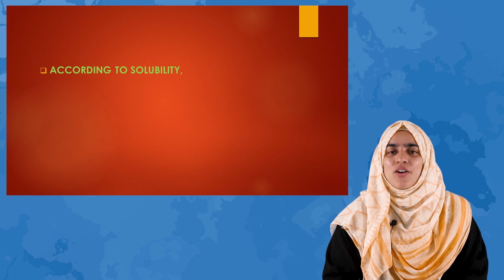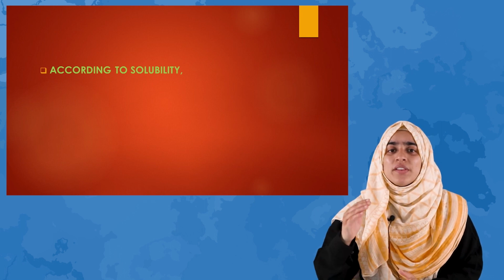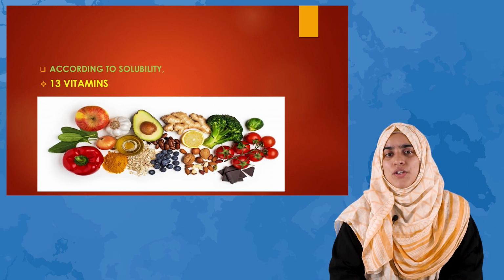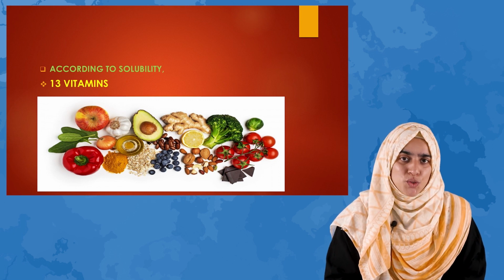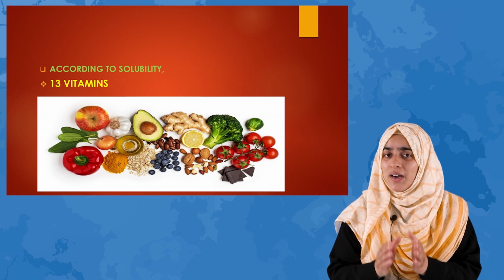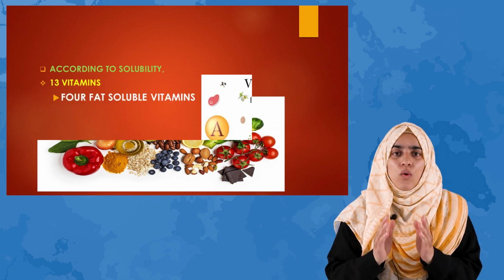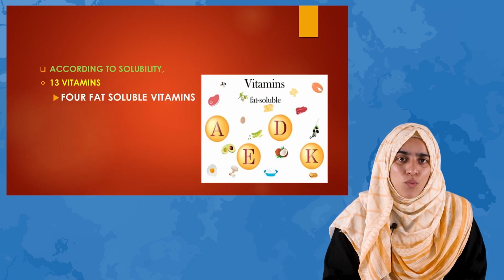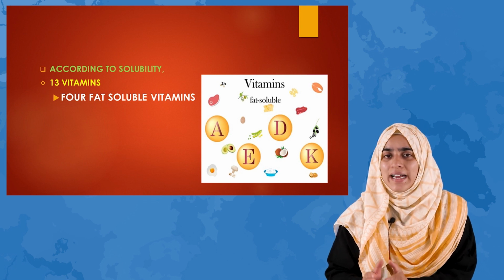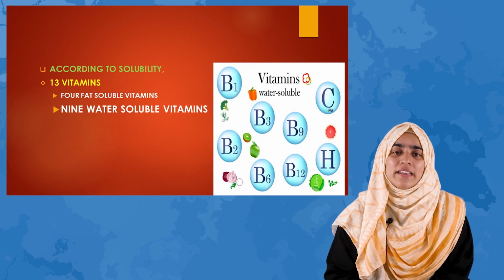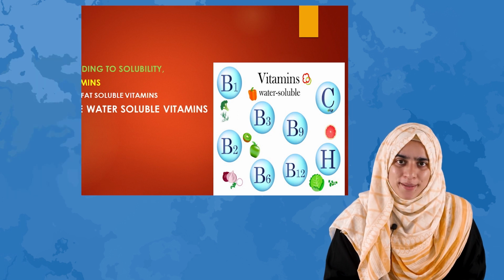These vitamins are classified according to their solubility. There are usually 13 vitamins known, right? Among the 13 vitamins, there are 4 fat-soluble and 9 water-soluble vitamins.